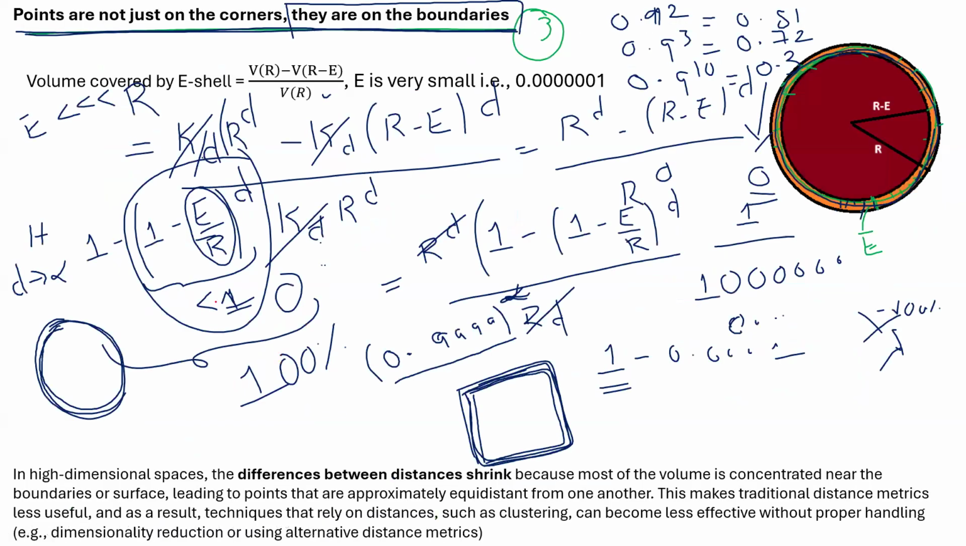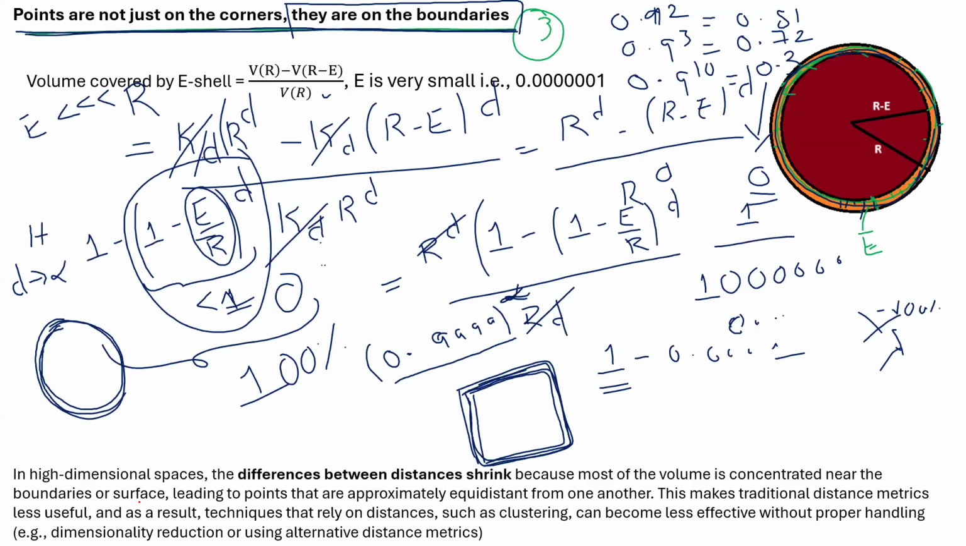So look at this. In higher dimensional spaces, the difference between distances shrinks. The distances will almost shrink. They will be very close. One point will be very close to the other point. The dog feature vector will be very close to the cat feature vector, if you take an example. So the distances shrink because most of the volume is concentrated near the boundaries or surface. Okay, most of the volume is concentrated near the boundaries.